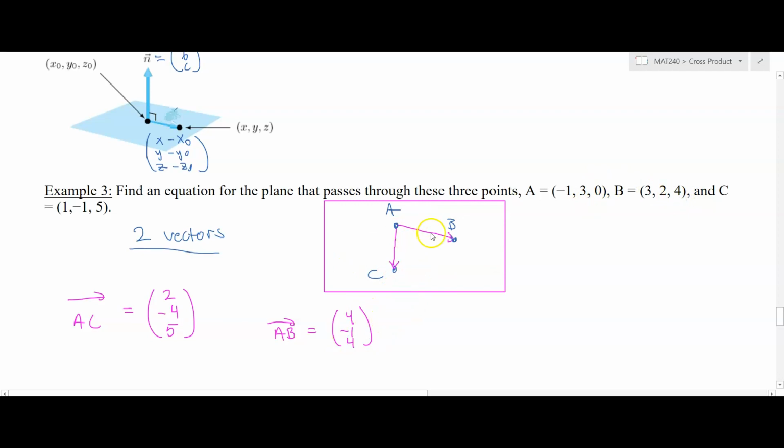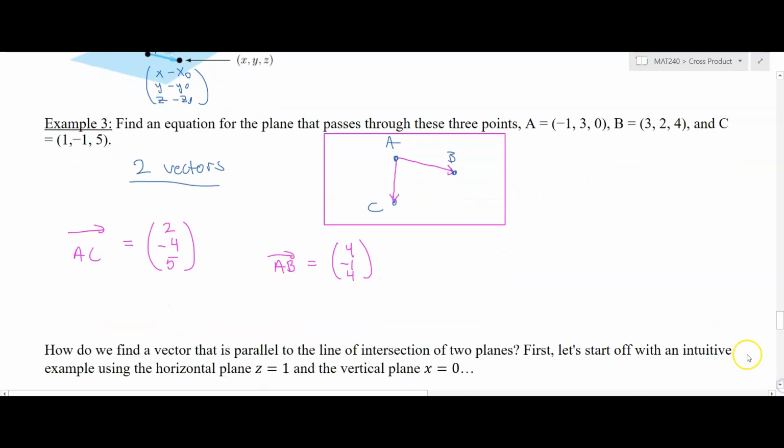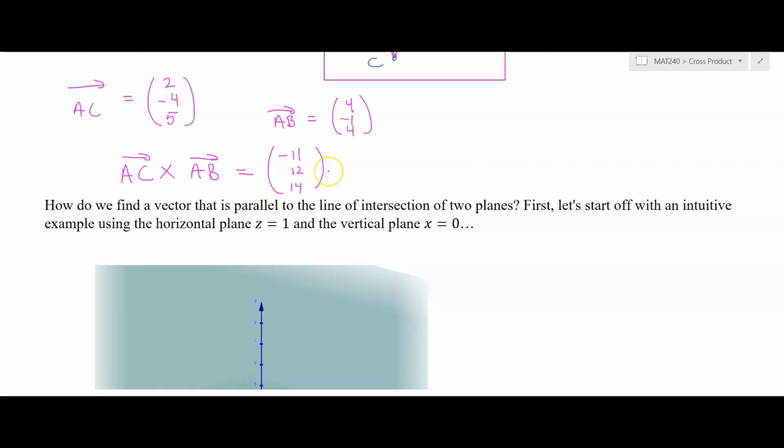So now I have my 2 vectors, and now I just need to find the cross product between these two. It doesn't really matter whether I do AC cross AB or AB cross AC. We just need any vector that is perpendicular to both of these vectors. So let's just go ahead and say AC crossed with AB. Without running through the computations of this, if we had computed that cross product, we get -11, 12, and 14.